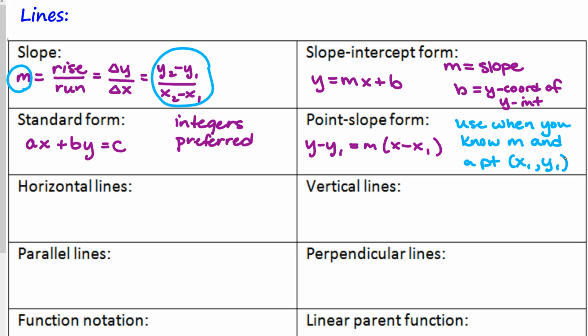Let's talk about some specific kinds of lines. Horizontal lines, of course, look flat like the horizon, and so every point on a horizontal line has the same y value. So the equation of a horizontal line always looks like this: y equals some number k. K is a constant.